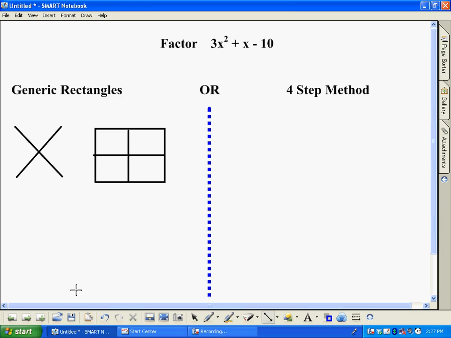Alrighty, our next topic is going to be how to factor quadratics when our a term, the coefficient of x squared, is not 1. So when you have a 3 out in front, it complicates things here. There's a number of ways to do it.